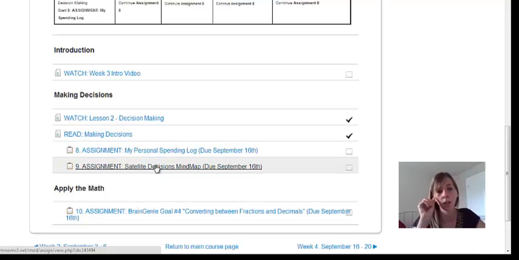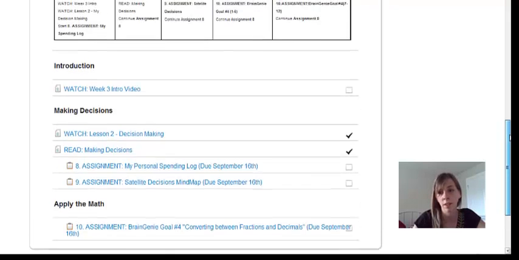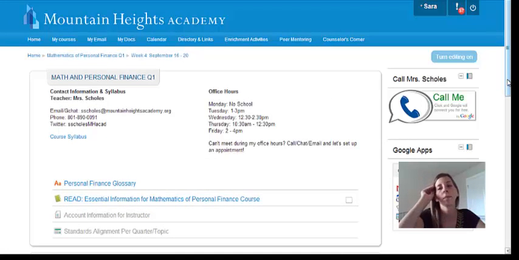Then you did assignment number 9, which was a satellite decisions mind map. These mind maps were a good way for you to see all the little decisions that have to be made in order to make bigger decisions. Then we had one assignment in Brain Genie, converting between fractions and decimals. I hope you all got that finished up and didn't have too many problems. Let's go ahead and look at week 4.